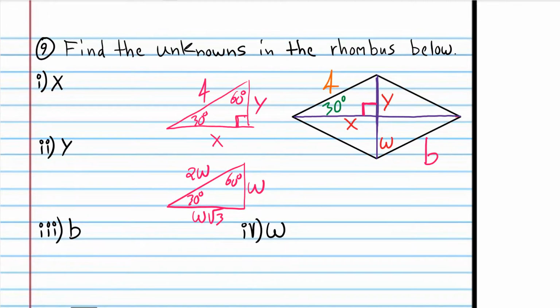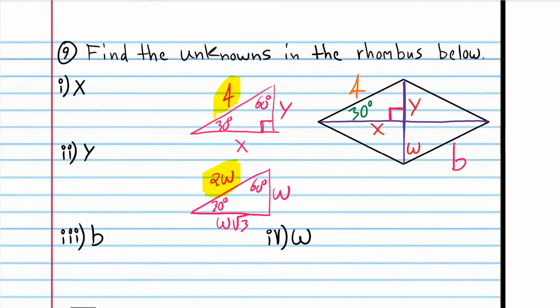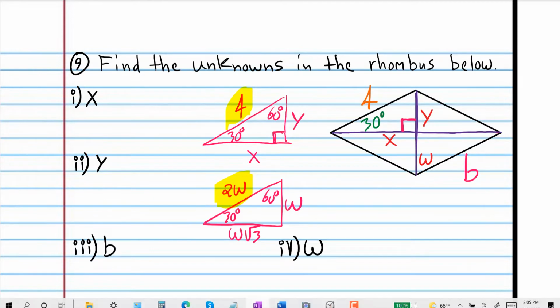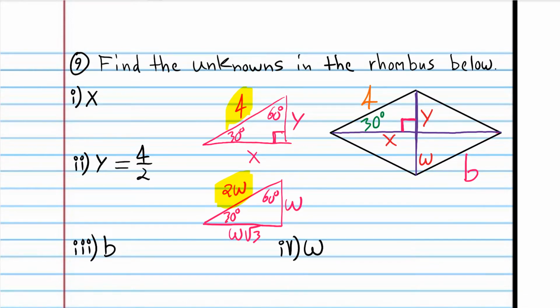So we have the hypotenuse. So that allows us to find w. Whatever the hypotenuse is, that's double the side opposite 30 degrees. So the side opposite 30 degrees must be half of 4. So y is 4 over 2, which is 2. So y is 2. Now, y is w.